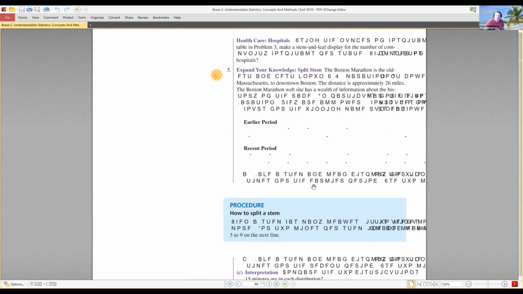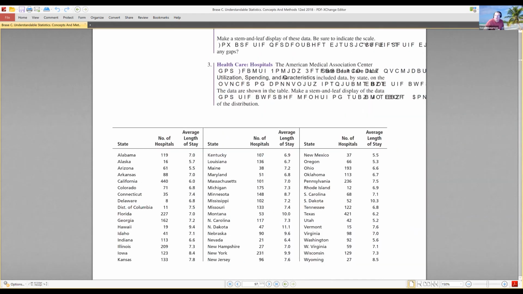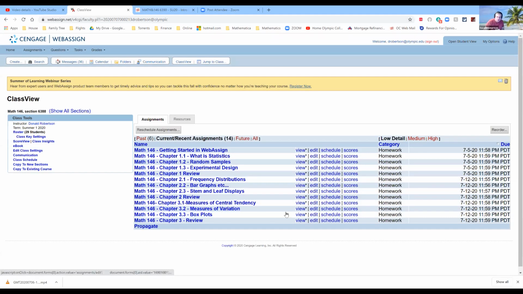And I have no idea why that went wonky on me. I'm going to kill this one and move over to this fella, and we'll look at stem and leaves. Where the heck are you? There we are.